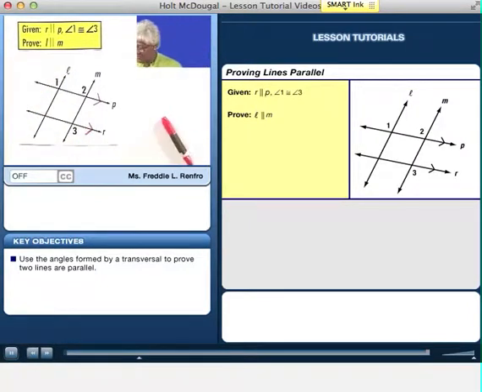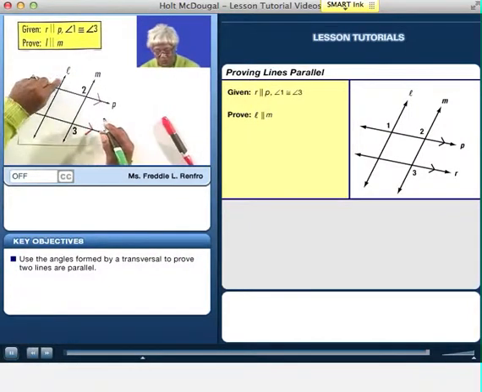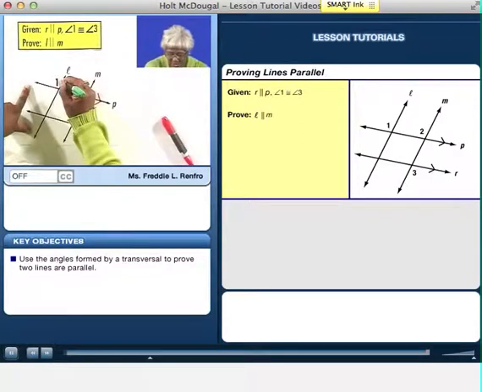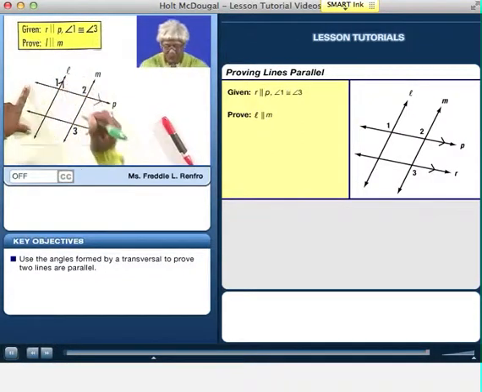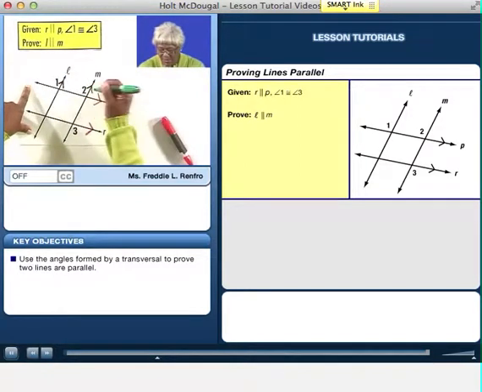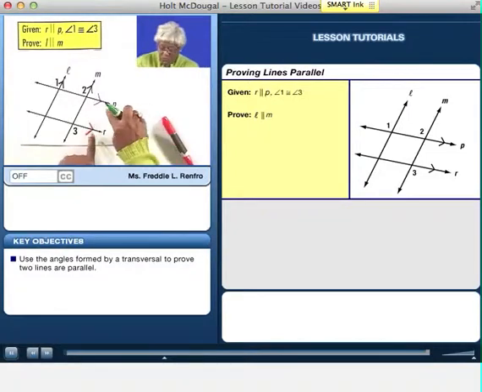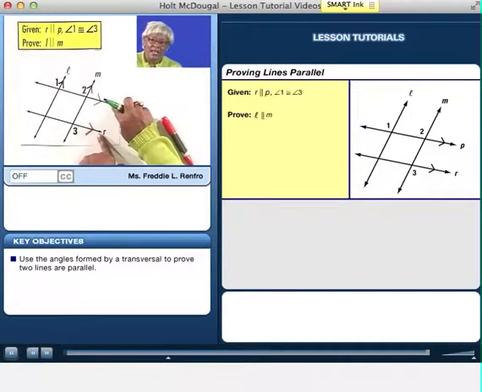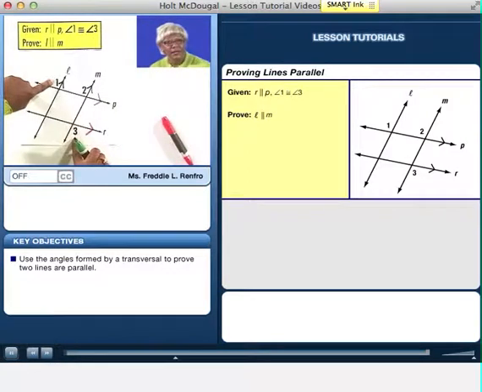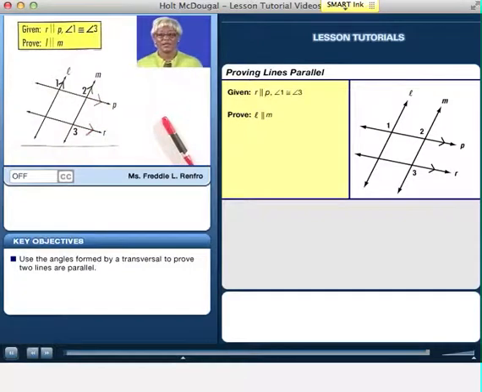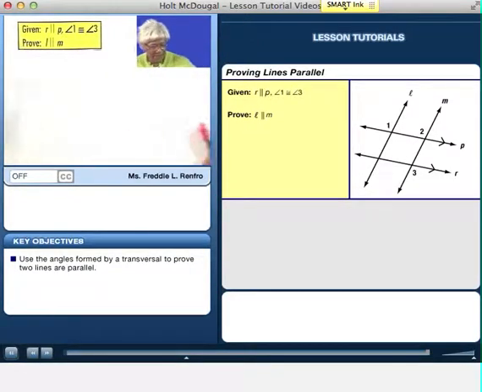What are we trying to prove? We need to prove that line L, which is here, is parallel to line M. Once again, we know the two lines R and P are parallel. We know angles 1 and 3 are congruent. We need to prove these two lines are parallel. Okay.